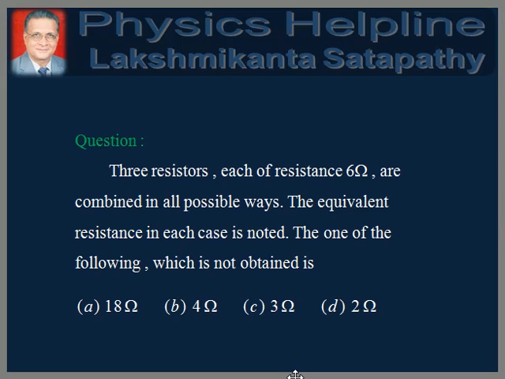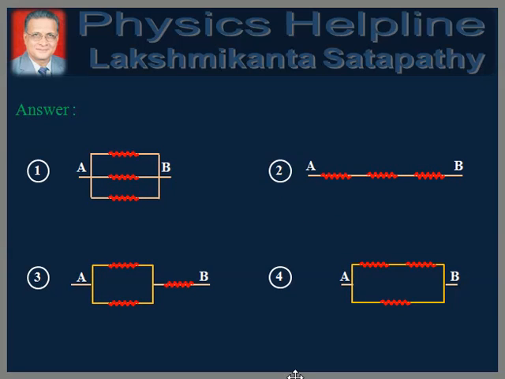Read the question carefully. We are given three equal resistances of 6 ohms each. When they are combined in all the possible ways, they produce different equivalent resistances. Out of the four given options, we are required to find the one which is not a possible equivalent resistance obtained. Now for the answer.